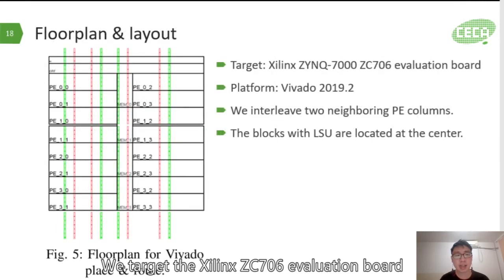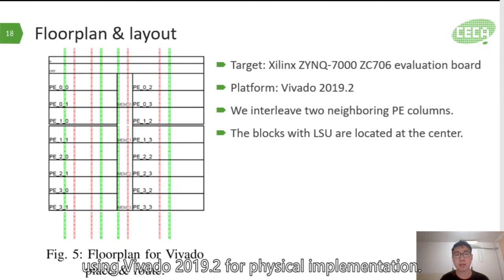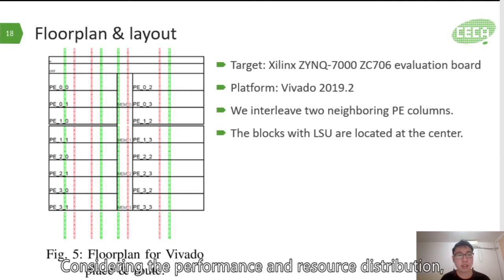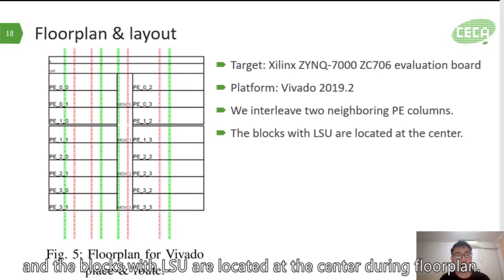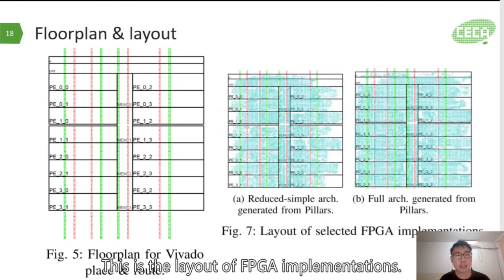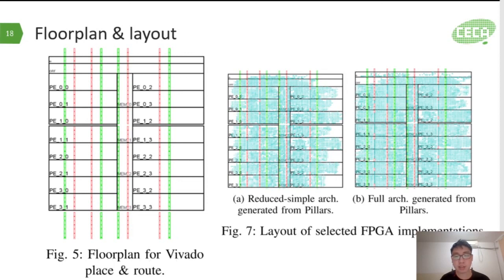We target the Xilinx VC706 evaluation board using Vivado 2019.2 for physical implementation. Considering the performance and the resource distribution, we interleave 2 neighboring PE columns, and the blocks with LSU are located at the center during floorplan. This is the layout of FPGA implementations.